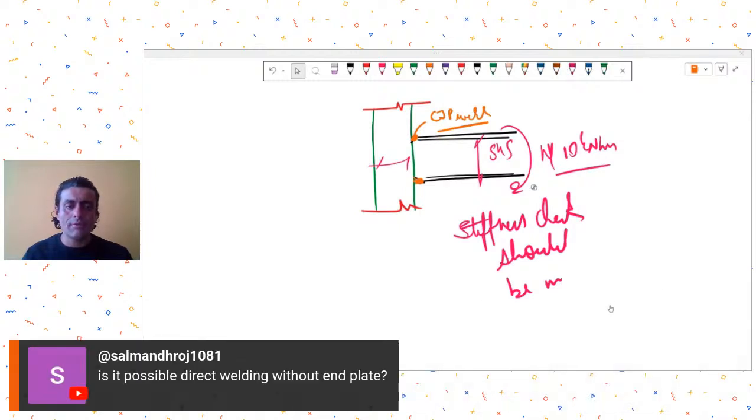So you may not provide end plates. You may provide a CJP weld, but check the stiffness of this connection, and then accordingly make the necessary adjustments in your model stiffness. All right.